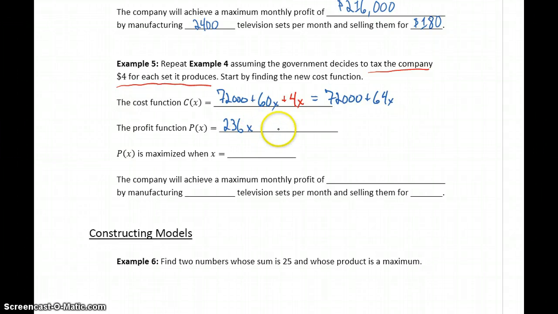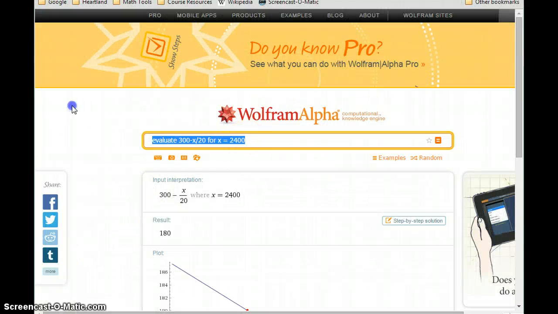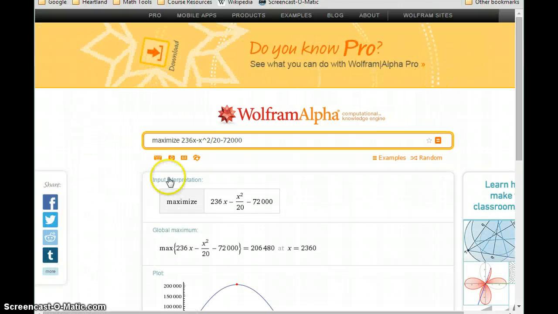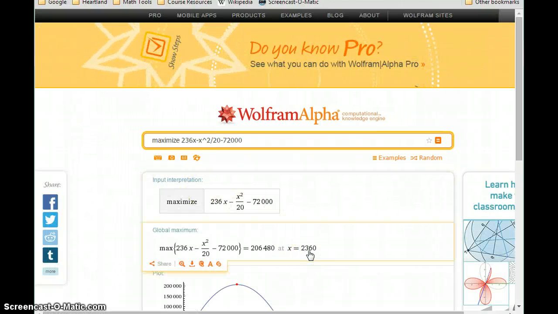Our new profit function becomes 236x minus x squared over 20 minus 72,000. And now with this updated profit function, we want to figure out where is that being maximized. So we want to maximize 236x minus x squared over 20 minus 72,000. And now we have an updated production level, 2,360 units, and an updated profit.